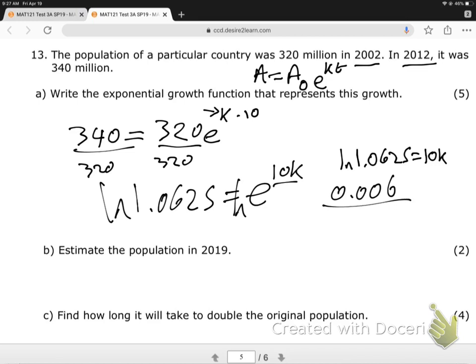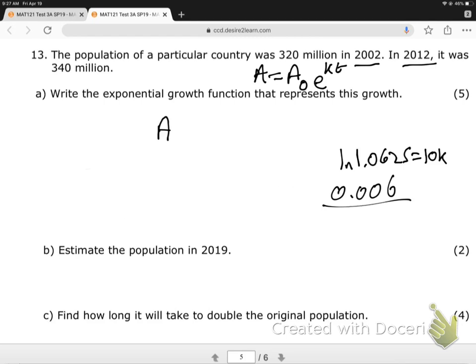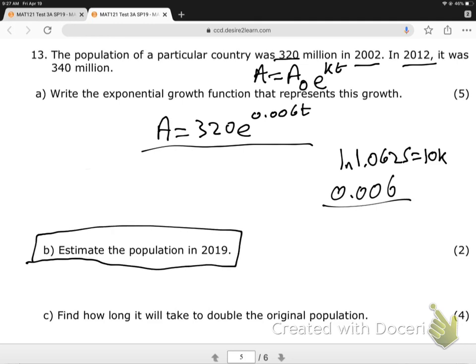So this is what this is asking for. What is the function? The function is this: A equals 320, because that's the starting amount, e to the 0.006t. That's the exponential growth function. In 2019, think about it, it started in 2002, so that's just t equals 17. Put that into the equation and keep going. That's just plug it in your calculator.